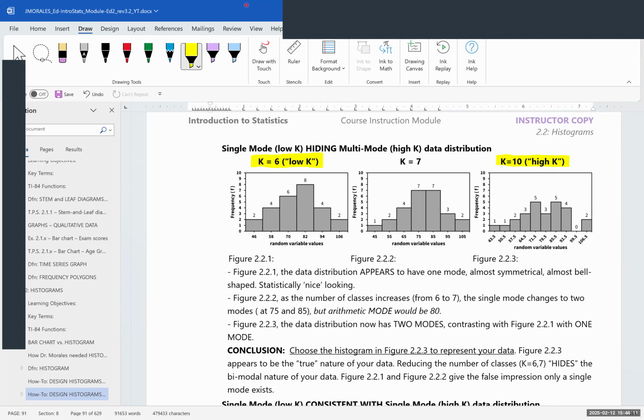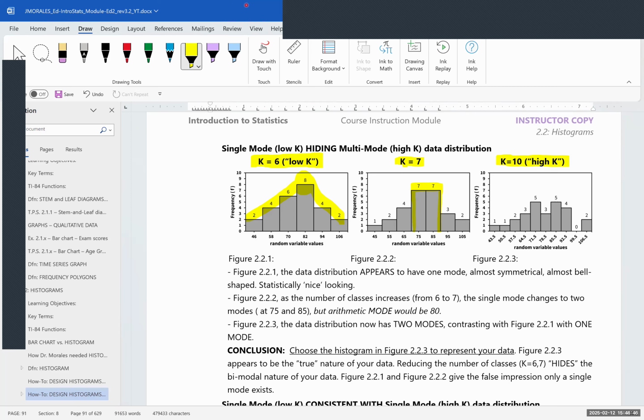Now, the first one you made looks quite nice. It looks like we've got a single mode, one central class that's the highest, and all the others are falling away from it. Looks really nice. But then you'll notice as we increase the number of classes, if we go from 6 to 7, that single mode, that single class that was highest, actually starts to split into two classes with an equal frequency.